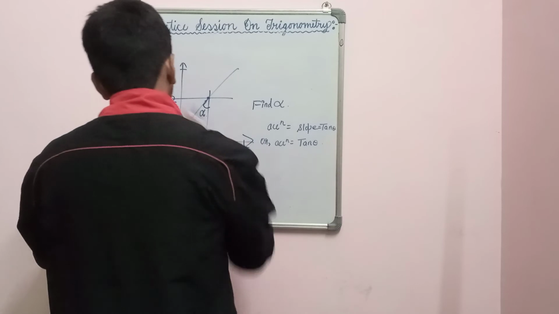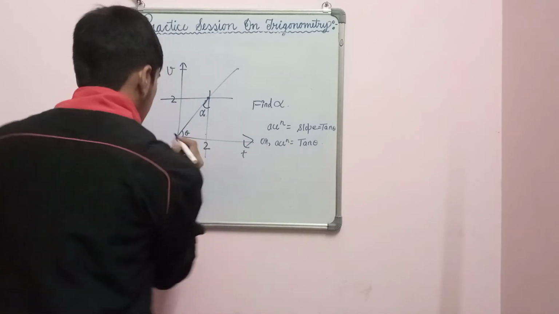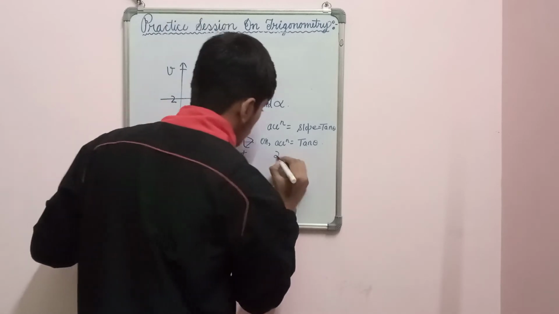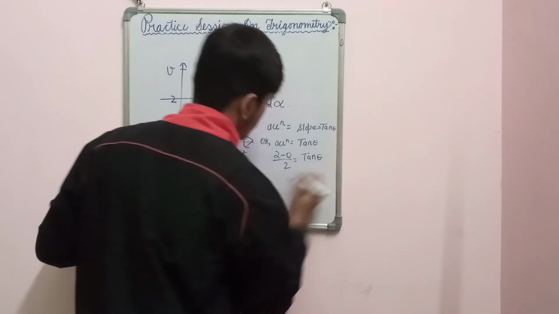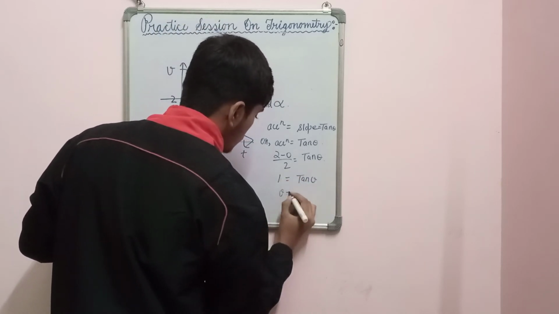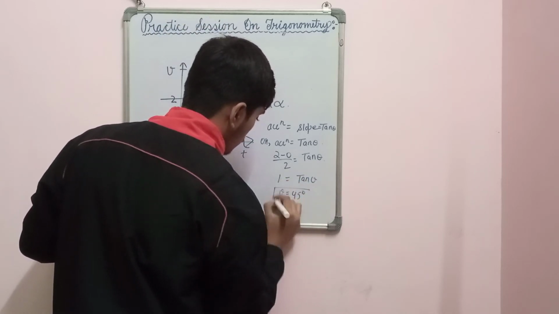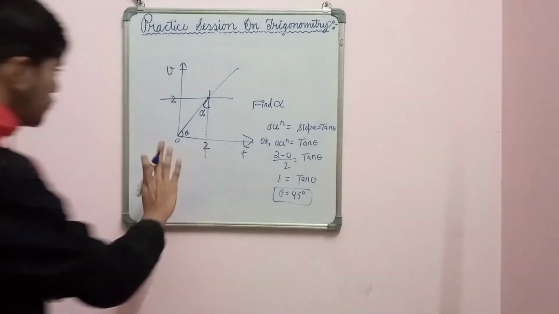Okay. Here 2 is the final velocity and you can see that it starts from 0. So this is (2 minus 0) divided by 2 equals tan theta. This becomes 1. Tan theta is equal to 1. Now theta is equal to 45 degrees.